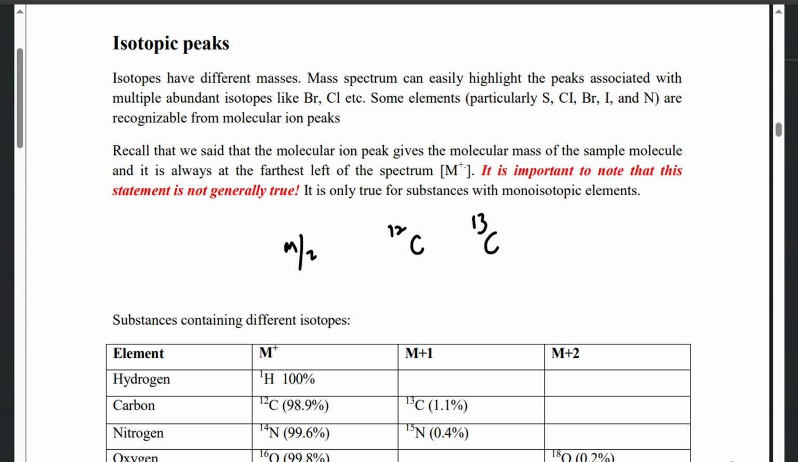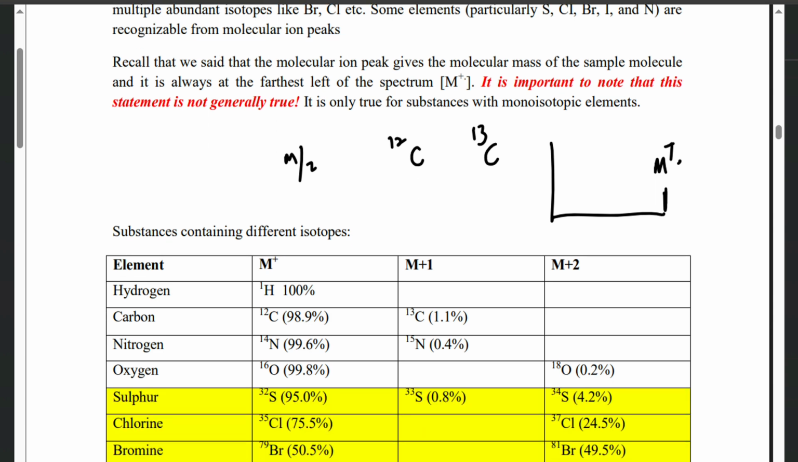So recall that we said that the molecular ion peak gives the molecular mass of the sample molecule, and it is always the farthest to the left of the spectrum. So earlier on we said that the molecular ion peak is always the farthest to the left, right? It is important that this statement is only true for monoisotopic substances. I will explain this better. So what we just need to do now is this. Let's look at this chart.